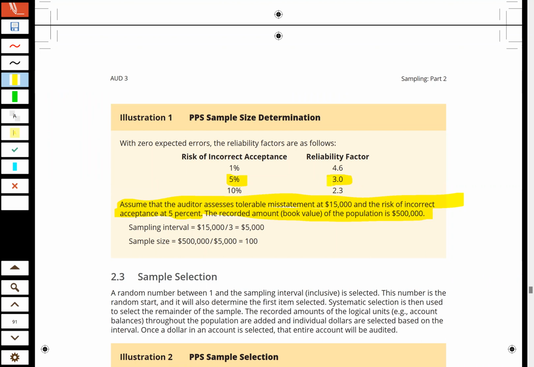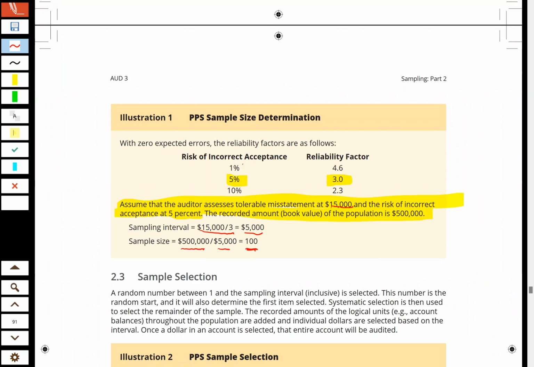So if you take the tolerable misstatement of 15,000 and you divide that per that little formula we saw a minute ago, reliability factor, that gives you a sampling interval of 5,000. The recorded dollar population was what? Was 500,000. $5,000 divided into 500,000 means that I'm going to look at what? 100 sample items here.